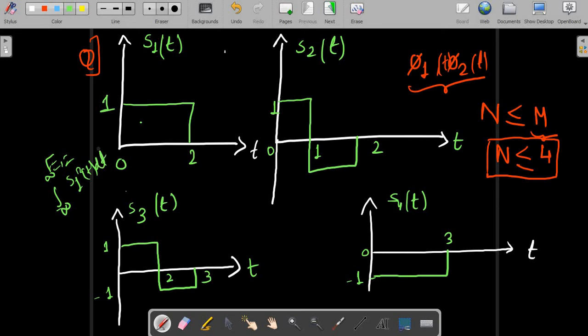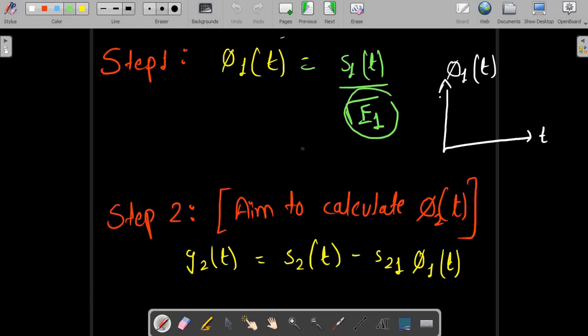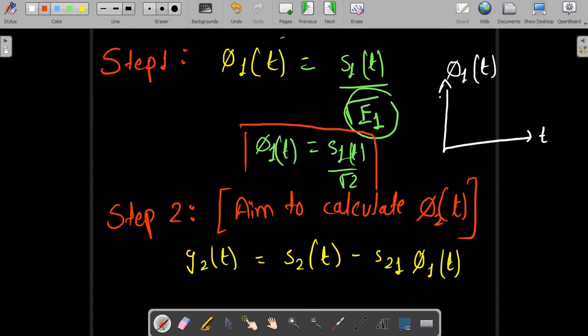Since the magnitude is 1, 1 squared will be 1, and we have to integrate from 0 to 2. So we are integrating just dt from 0 to 2, and our answer will be 2. So our energy is 2. So I am writing this as S1(t) divided by root 2. So the very first function we already got. As we all know, it's easy.